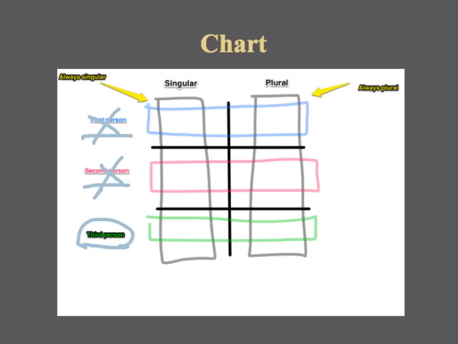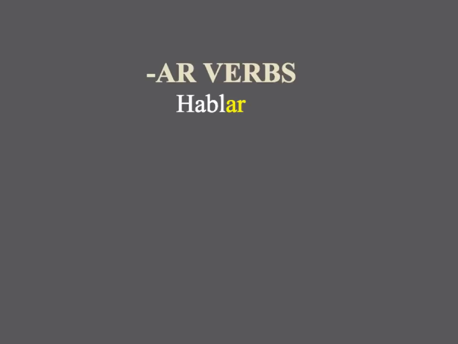If you don't understand this, just keep watching and hopefully you will get it. If not, you can always rewind and watch this video over until you do. So now we're going to start with AR verbs. Most of the verbs in the Spanish language are AR verbs. And usually, the example that they give for AR verbs is hablar, to speak, because hablar is easy. It always follows the rules.